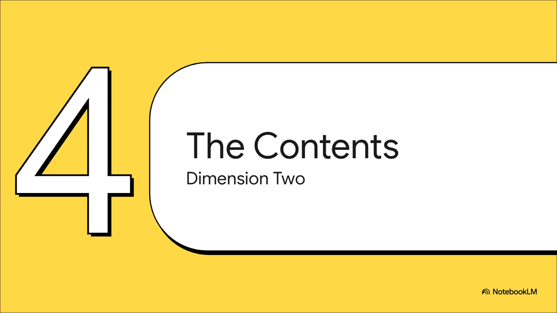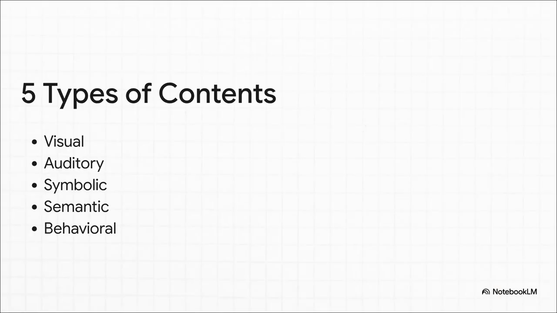Section 4, Dimension 2, The Contents. Okay, so we have our engine, but what raw data is it chewing on? Our minds handle 5 types of data inputs: visual content like shapes, auditory content like sound patterns, symbolic content, think numbers or letters, semantic content, which is all about words and meanings, and finally behavioral content.